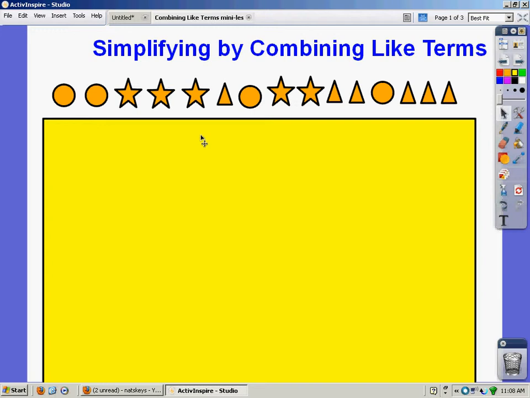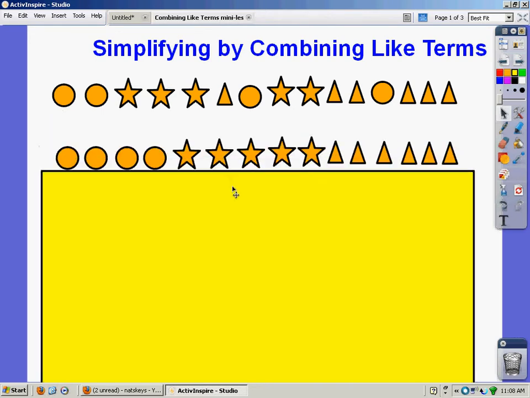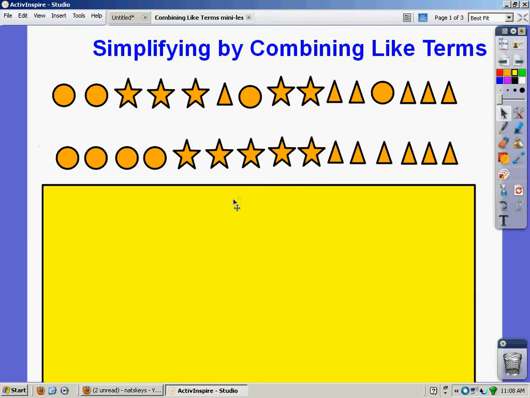So let's start off with an example like this, even though this is not really strictly math in front of us, but let's just see what we can do with this. Let's say I have a collection of objects. I have a bunch of circles, a bunch of stars, and triangles. Now I want to figure out what it is that I have. Well, one of the first things you want to do is regroup things together so that all your similar or like objects are together.